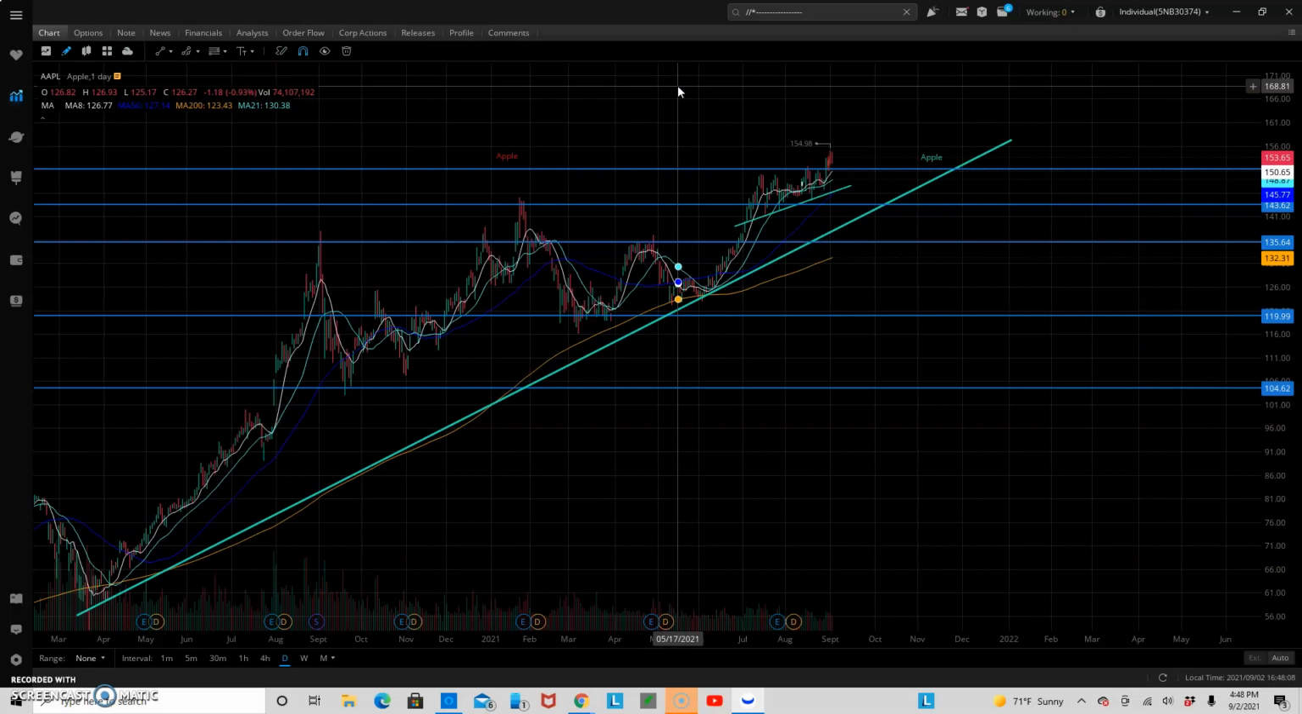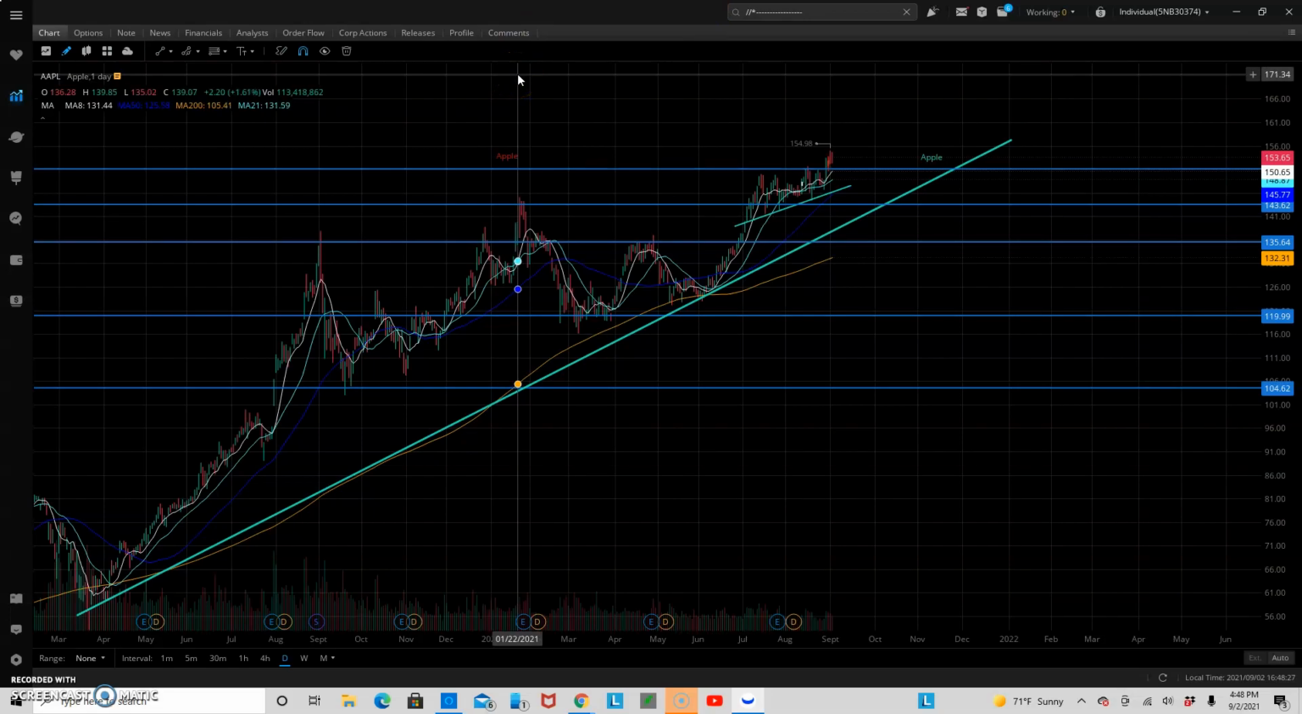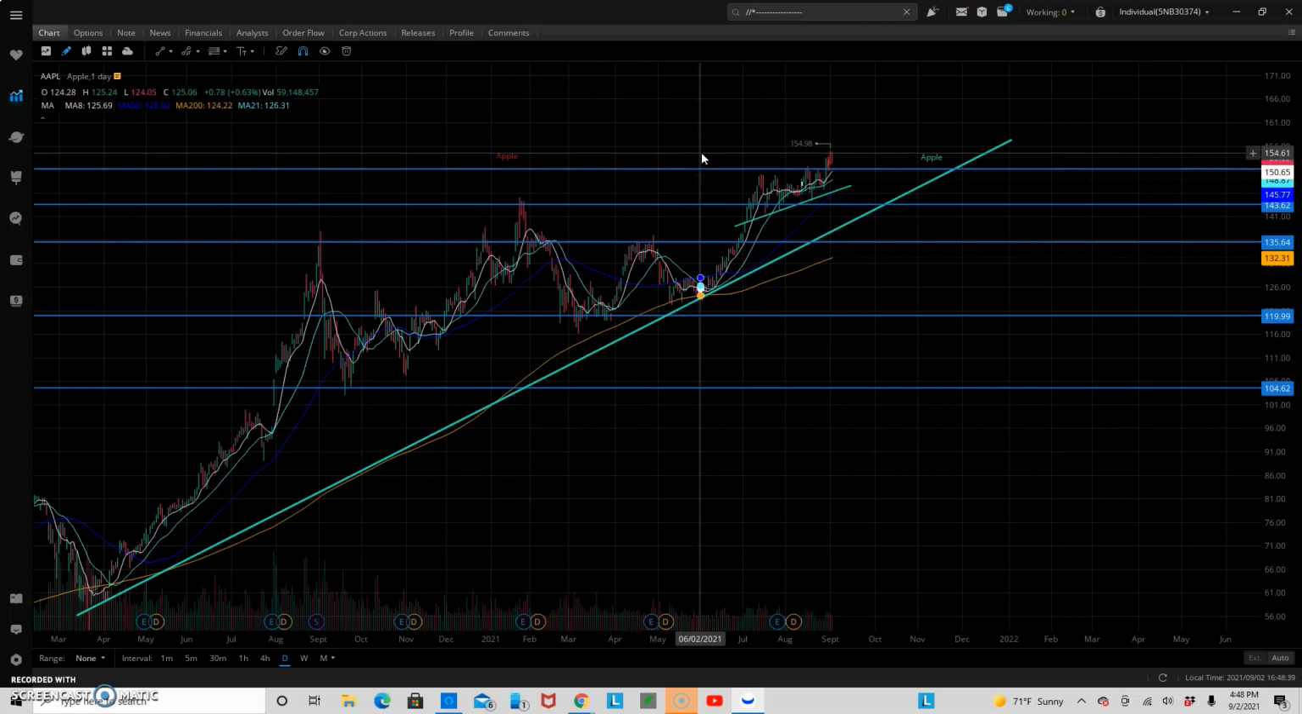On the day here, Apple is currently trading at $153.72. It is up $1.14 today, which is the equivalent of about 0.75%. In the past week, this stock is up 4.25%. In the past month, it is up 5.63%. Going back 3 months, Apple is up over 23.5%. So pretty good last 3 months here.